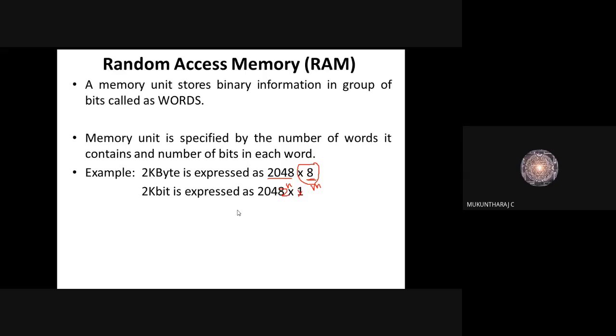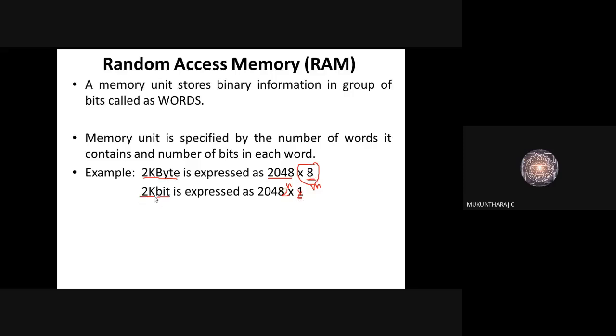Then another example, 2 kilobit is expressed as 2048 cross 1. Here byte represents the number of bits in the input data. 2k represents the number of address locations, right? That's why we represent 2048 into 8. Similarly, in this example, 2k bit, bit means a single bit. So the input data is a single bit, that is 1.